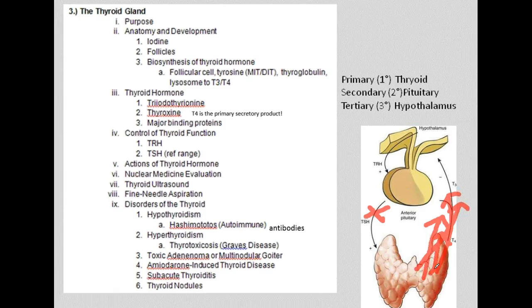Sometimes we see goiters with thyroid disease, which is like a big lump in the throat. Probably not as often as we did in the olden days.